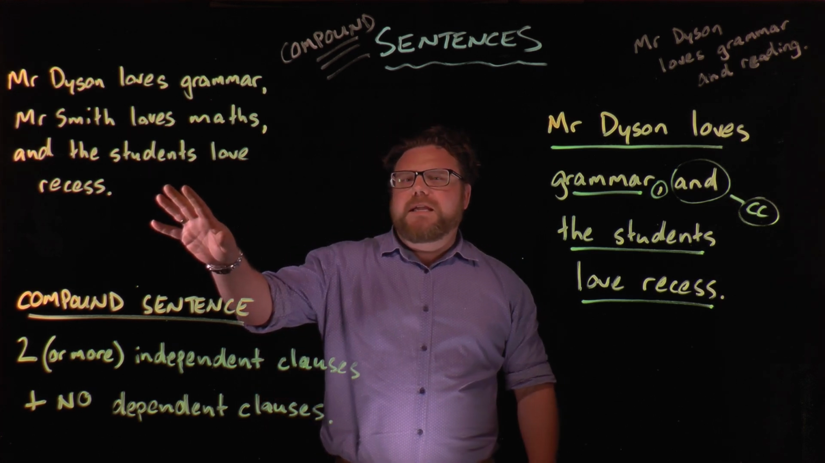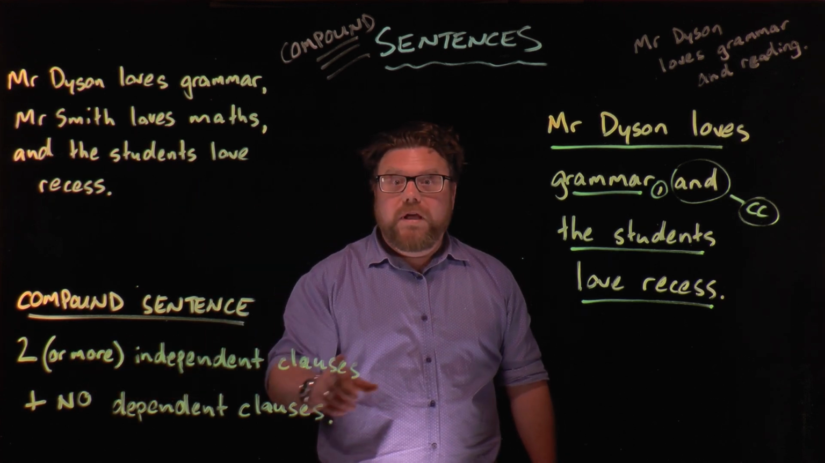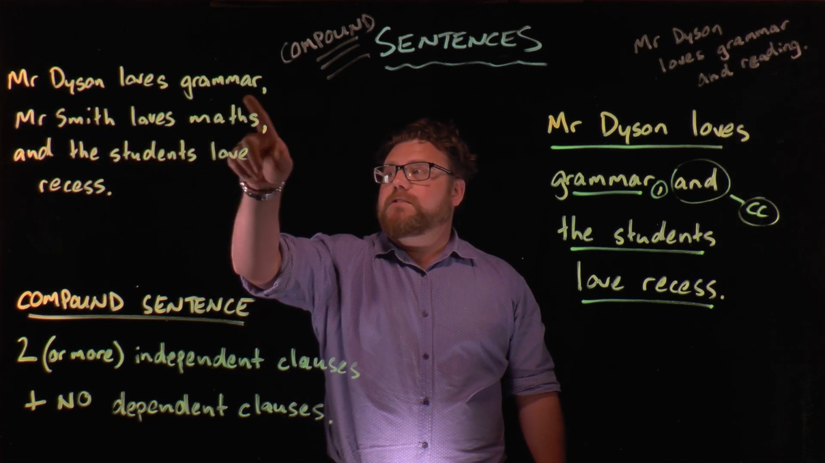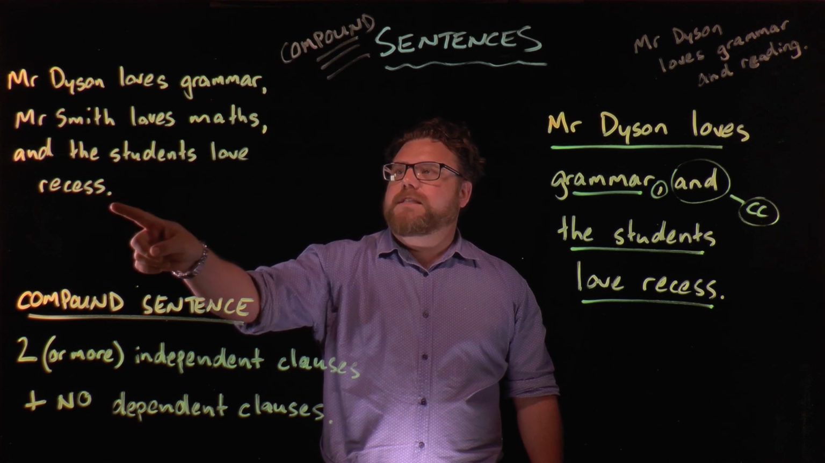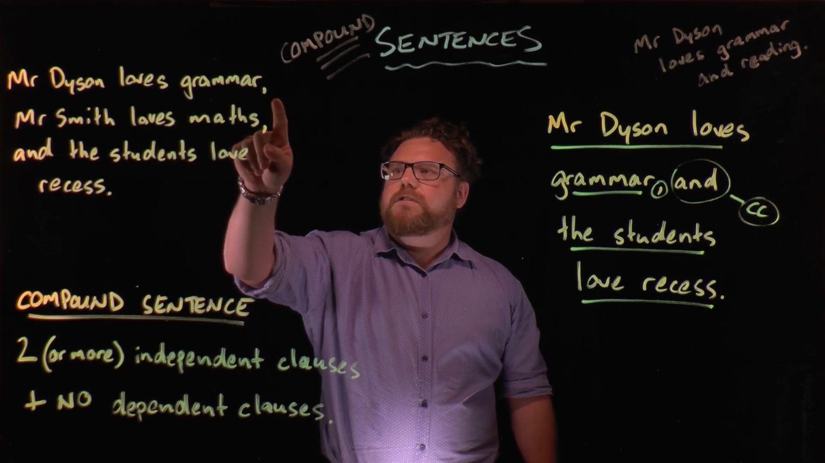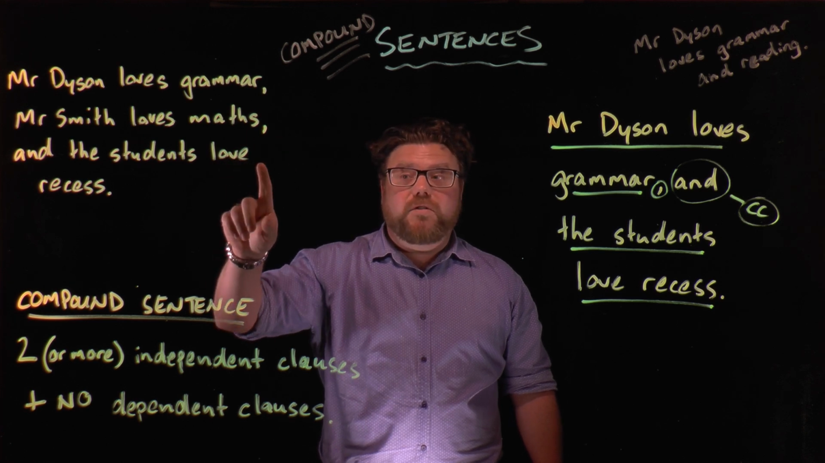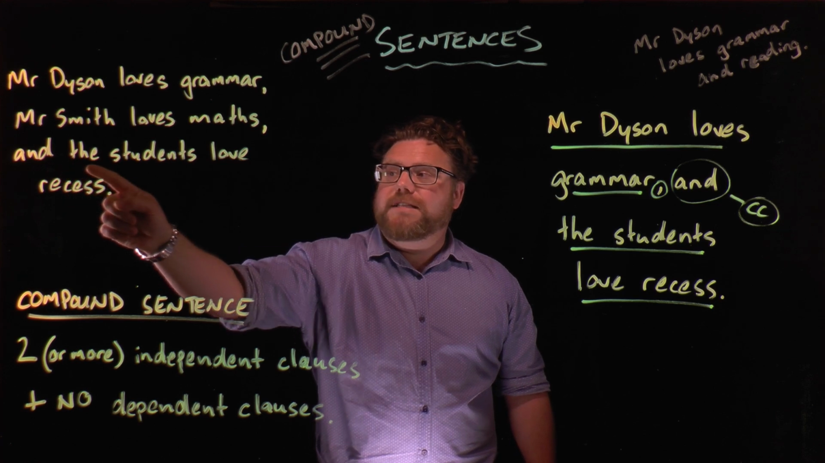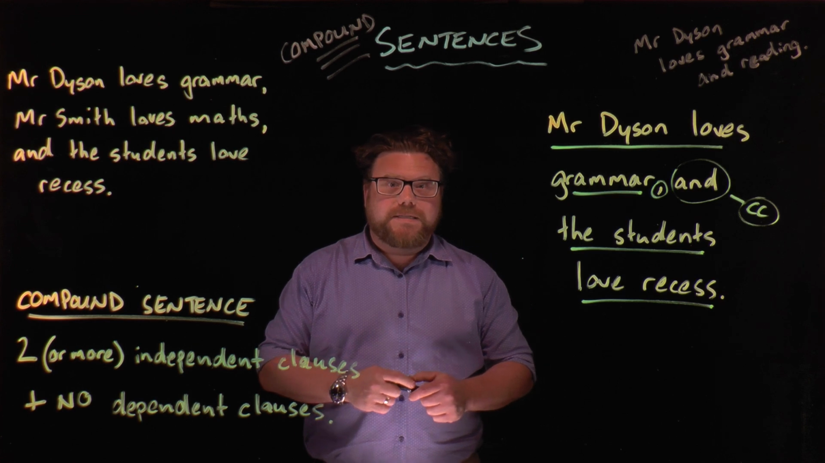This example over here is just to point out that it can be two or more independent clauses. So for example, you could have Mr. Dyson loves grammar, Mr. Smith loves maths, and the students love recess. So here you just use a comma for the first one or two or three independent clauses and only use the comma and the and when you get to the last independent clause in your compound sentence.